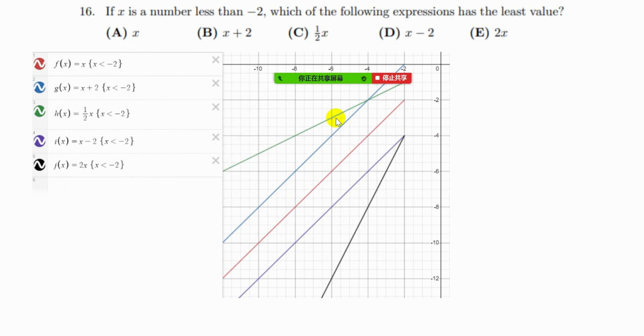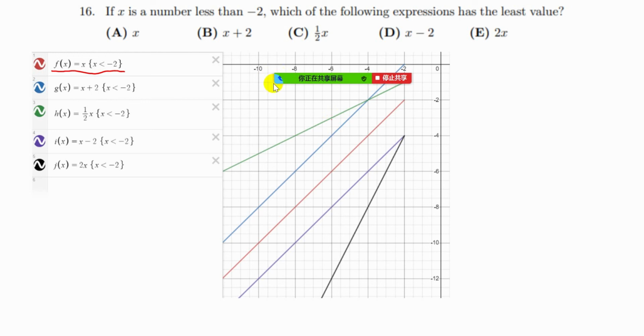So we can see that the red one is f(x) equals x, where x is less than -2. So this would be option A. And then on the graph, we can see that it is the red function, which is the straight line over here. And then blue would be B, green would be C, purple would be D, and black would be E.